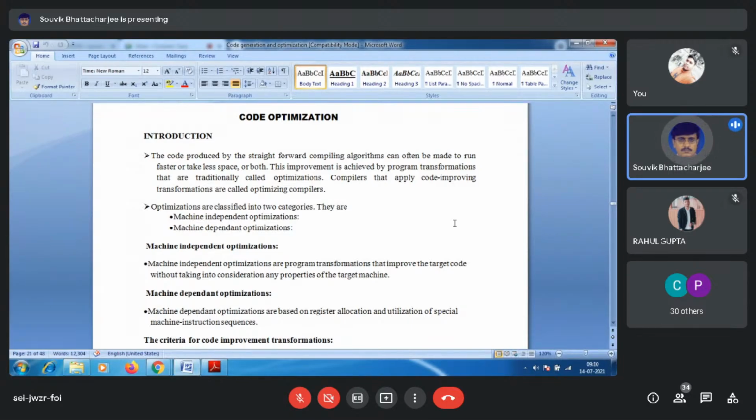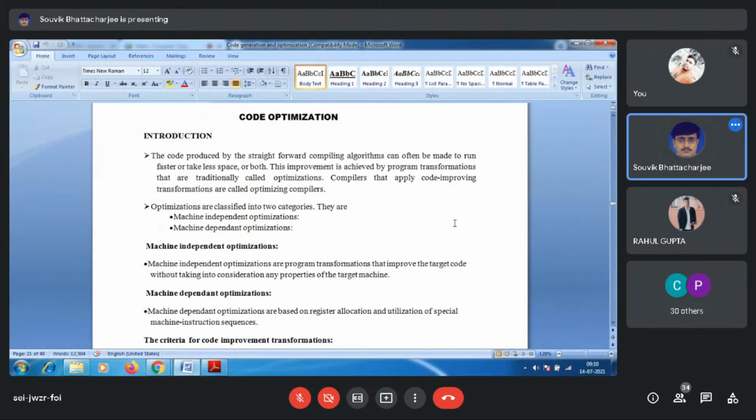Basically, this phase is not mandatory for the compiler. Not all compilers support this, but the compilers that support optimization techniques are known as optimizing compilers.